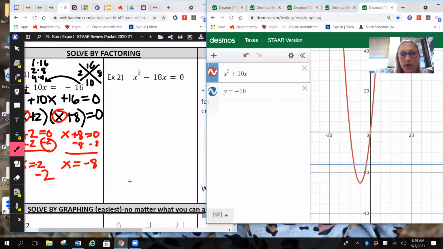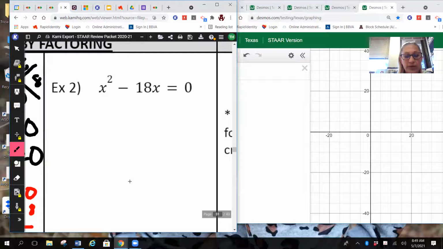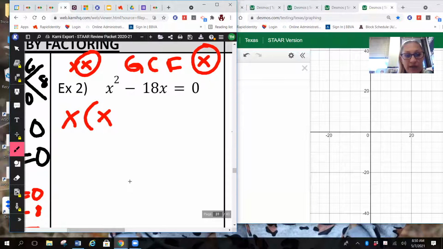So then on question number 2, we have x squared minus 18x equals 0. So this would be greatest common factor. The greatest common factor is what goes into x squared and minus 18x. I know that x squared is made of x times x, and -18x has only one x. So I can only circle one x from each of those groups. So my greatest common factor becomes x times (x minus 18).